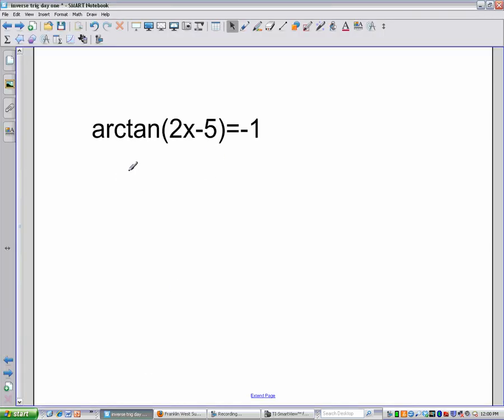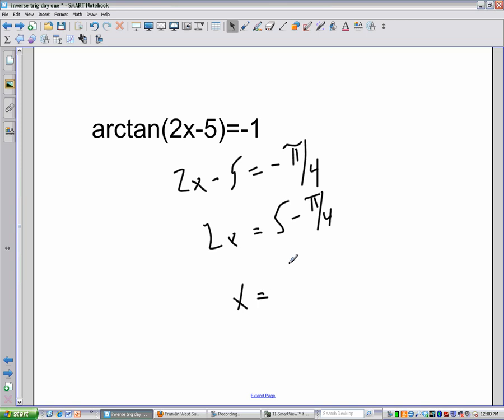So then the arctan of 2x minus 5 is this. That means the 2x minus 5 is equal to -pi/4. With me? And so then we just solve it. 2x equals 5 minus pi/4, and x equals 5 minus pi/4, divided by 2. Okay, which is an exact answer. That's an actual answer. If we plug that in someplace, if we leave it as it is, it's exact.